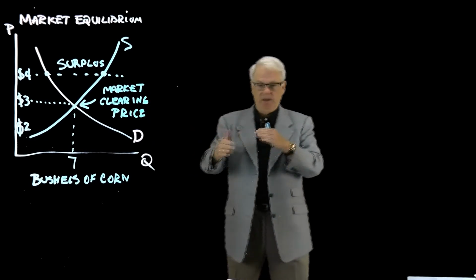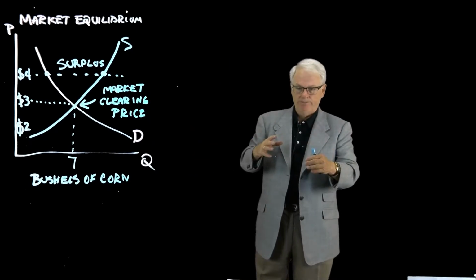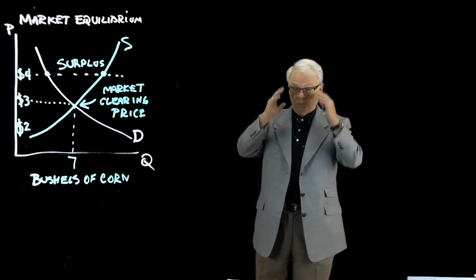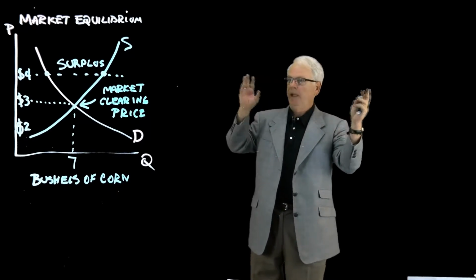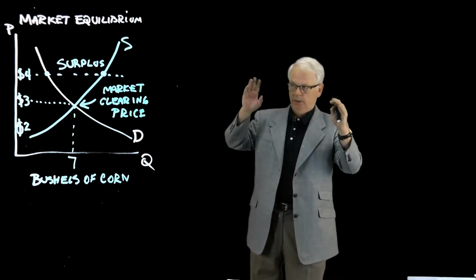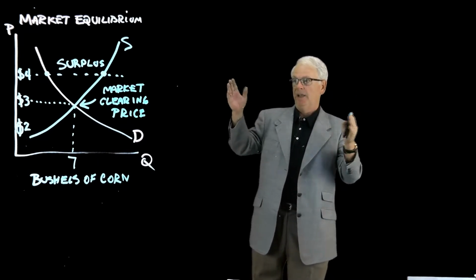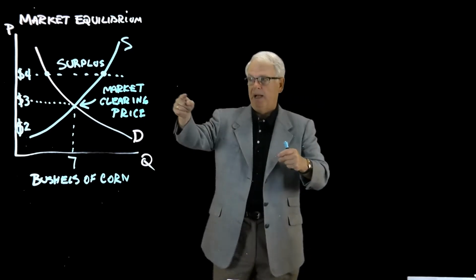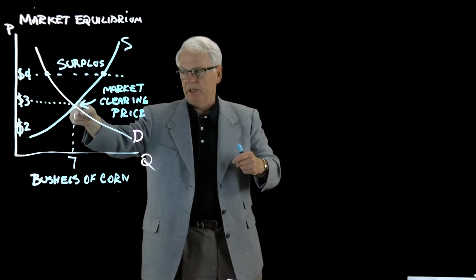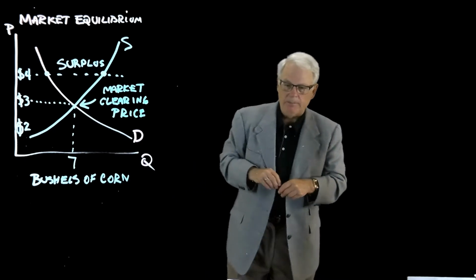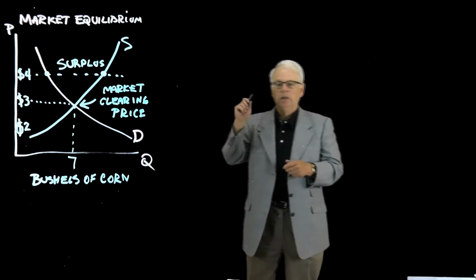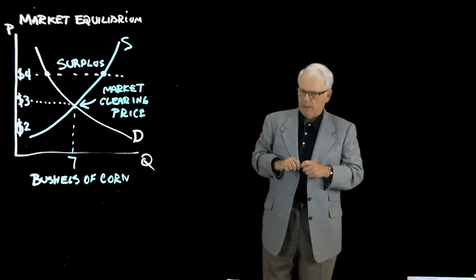And ultimately that inventory would have to get worked down. Producers would realize, hey, we're making too much. The market isn't absorbing as much as we can provide. Let's cut that supply back, and they would come back down the supply curve and end up at the market clearing price of $3.